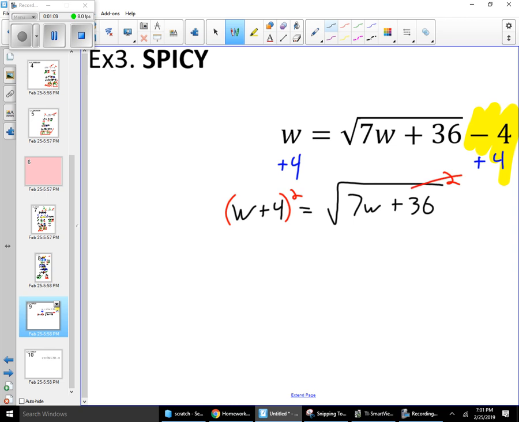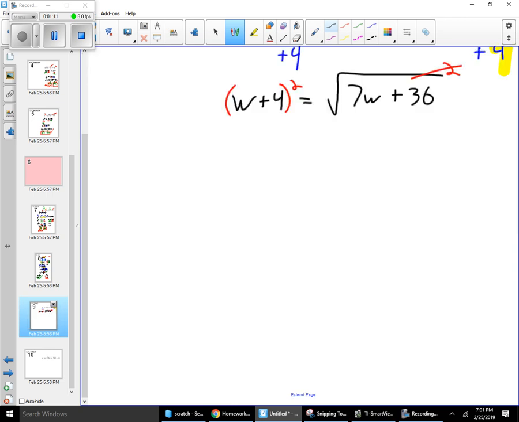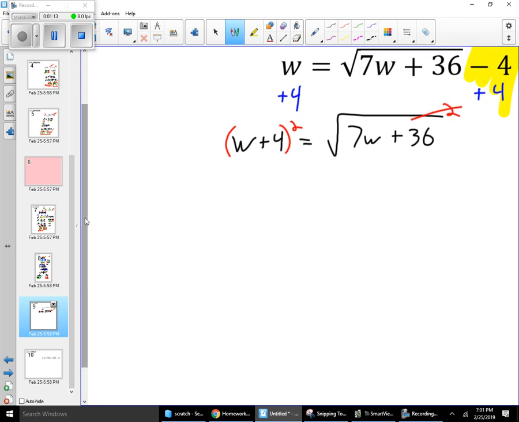Squaring both sides does remove that radical like it's done in the past few, and we still wind up with that FOIL on the left. So let's set it up. So squaring that w plus 4, I'll go ahead and rewrite the other w plus 4.